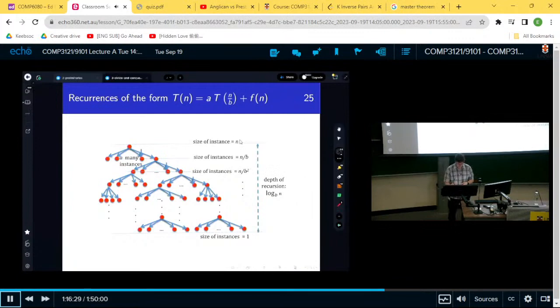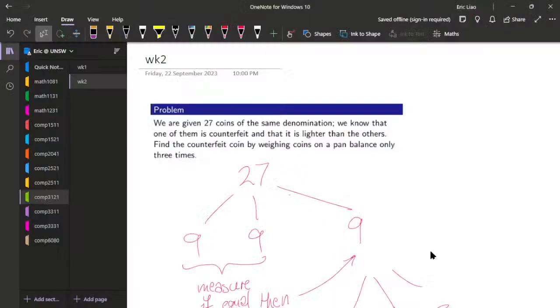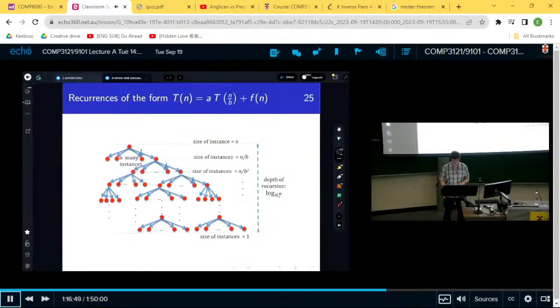So what do we have here? This is our recurrence, remember? We start from an instance of size n. Then we create a many subinstances of size n divided by b. These are the sizes of the subinstances. The depth of the recursion is log base b of n.